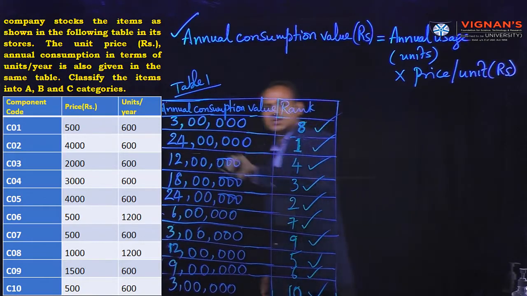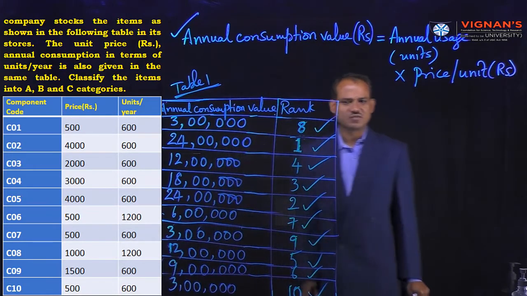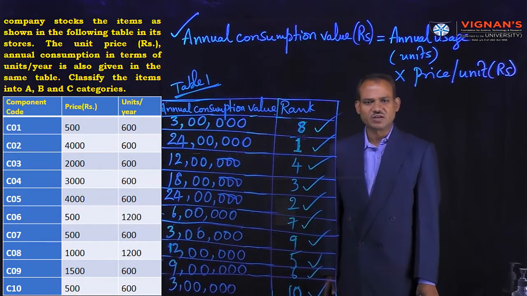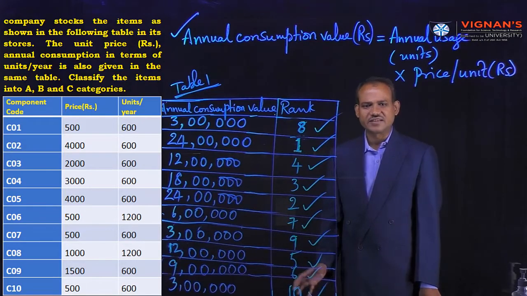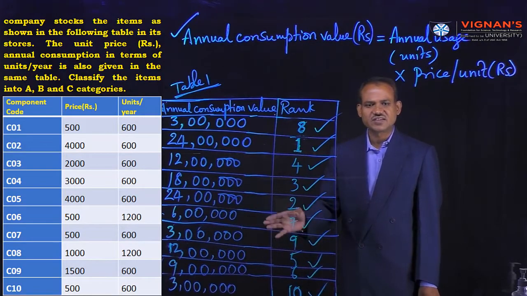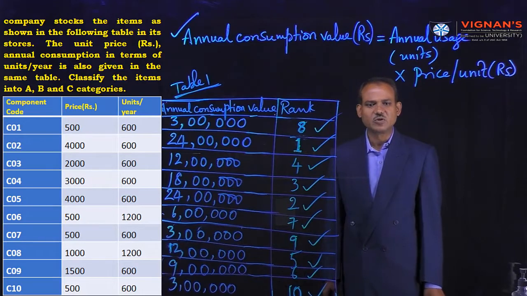Okay, assume this is table number 1. What is the aim of table number 1? We have calculated ranks for each component. This is table number 1. Next we can go for table 2. I will explain about table 2.